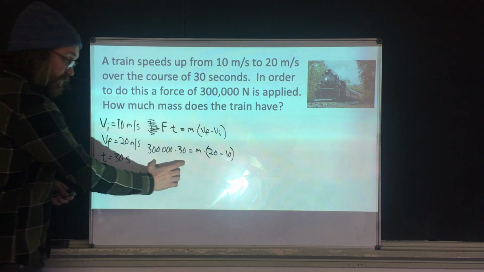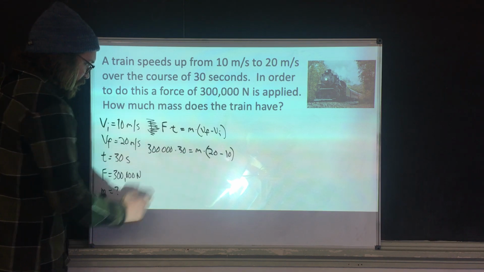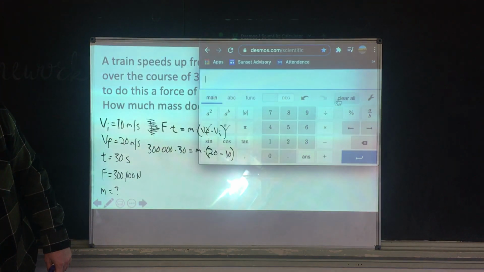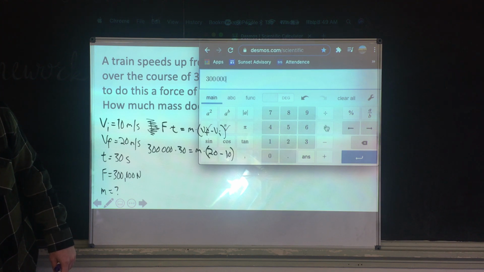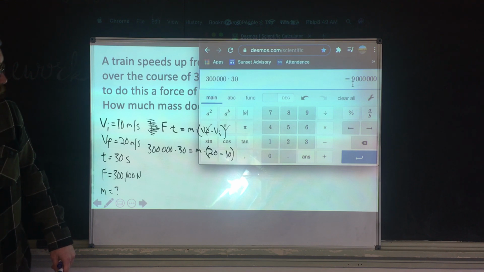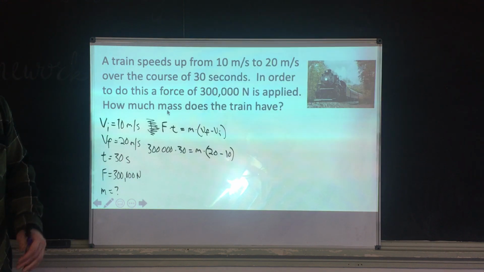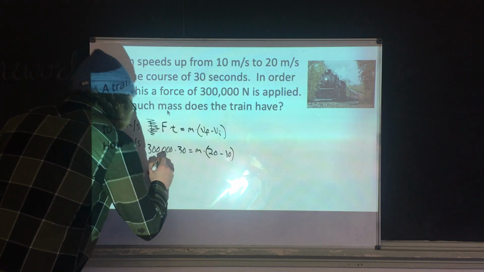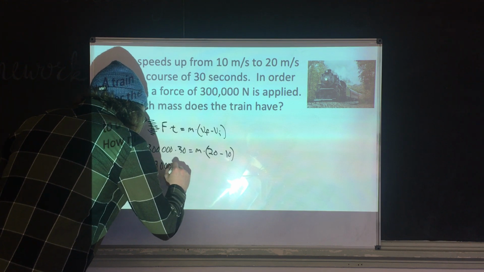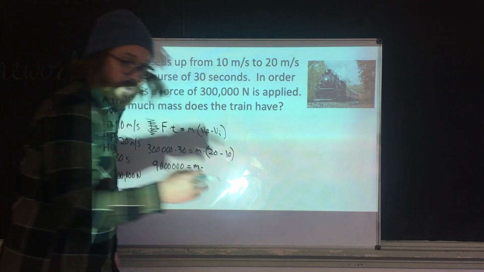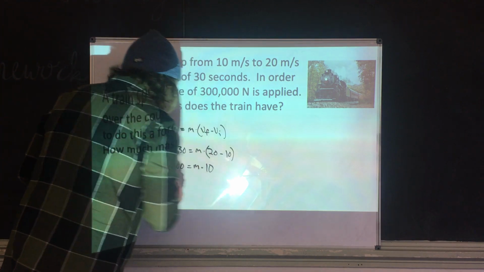And this is pretty straightforward. Step number one, do your basic math. So I have 300,000 times 30. So we'll start there, clear everything. 300,000 times 30. That gives me 9 million. All right? And then over here in parentheses, I have 20 minus 10. All right? So I'm going to bring this down. This side, I have 9 million, equals my mass times 20 minus 10. 20 minus 10 is 10.